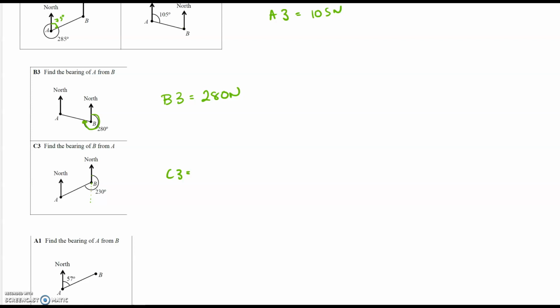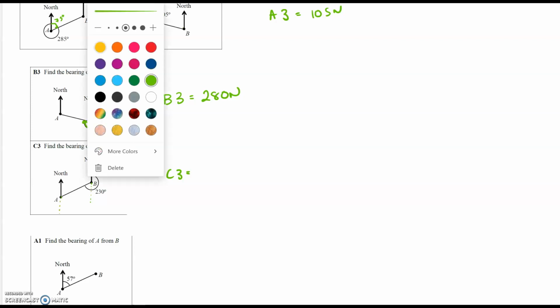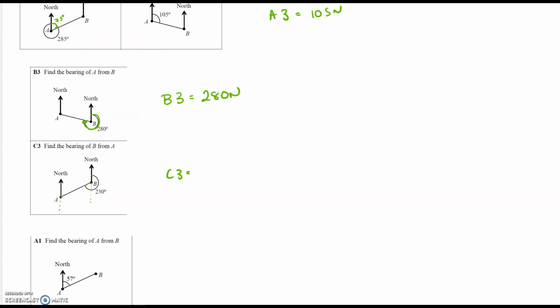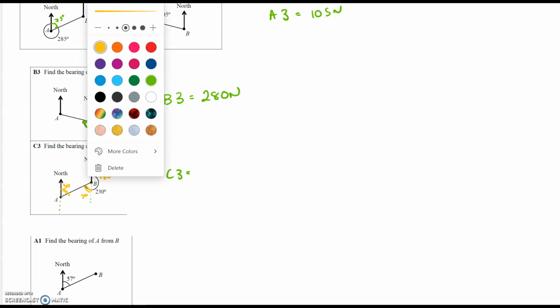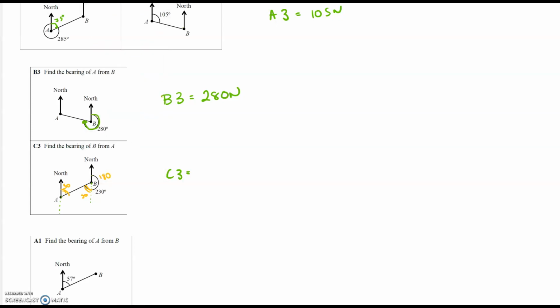If we create these parallel lines, we've got our alternate angles in there. So I know that this angle here, that one there, is the same as that angle there. So I've got 180 degrees here. What do I add to 180 to make 230? Well, I'm adding 50 degrees, so that means that's also 50 degrees. So that means my bearing is 50 north.